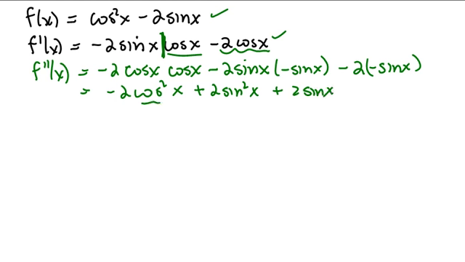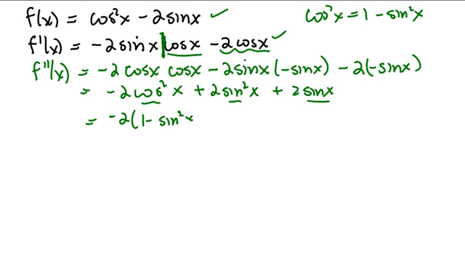Now I notice I've got a mixture of sines and cosines, so I'm going to switch them, and there's more sines than cosines, so that means there's two places where the cosine happens. So I'm going to replace this with my Pythagorean identity. So cos squared x equals 1 minus sine squared x. So here we go, negative 2 times 1 minus sine squared x, plus 2 sine squared x plus 2 sine x.